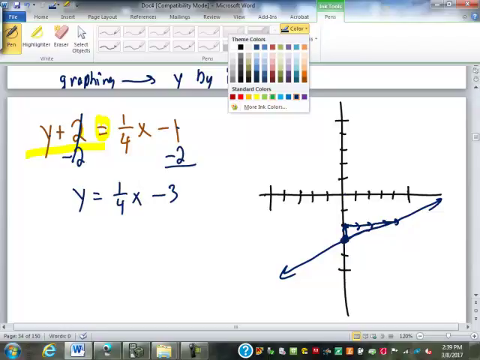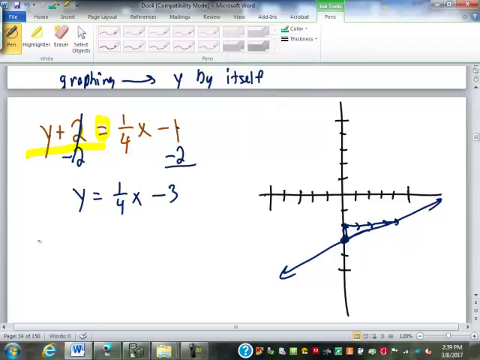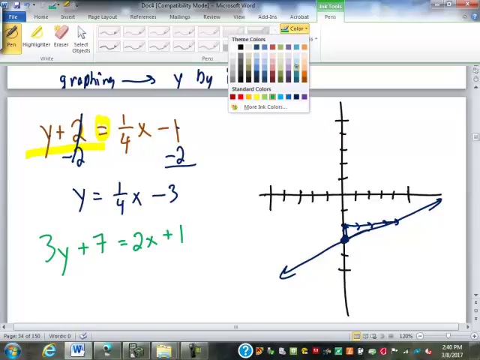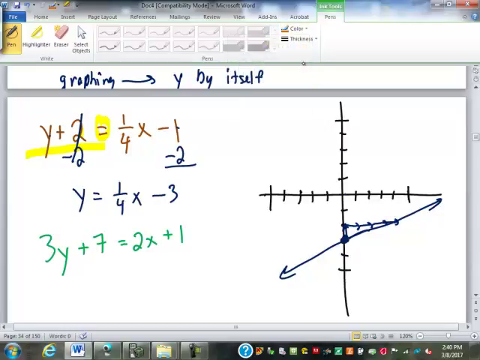We can run into equations like this: 3y plus 7 equals 2x plus 1. And I still have to solve this for y. I have to get y by itself so that I can graph this. So what's the first thing I would have to do trying to get y by itself here? I'd have to subtract the 7.